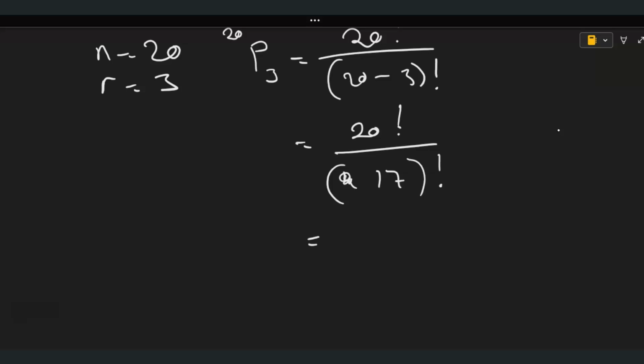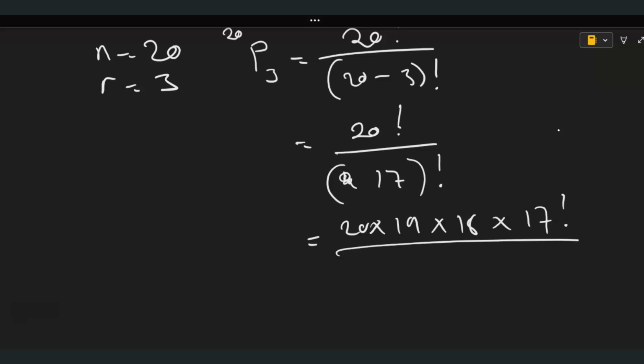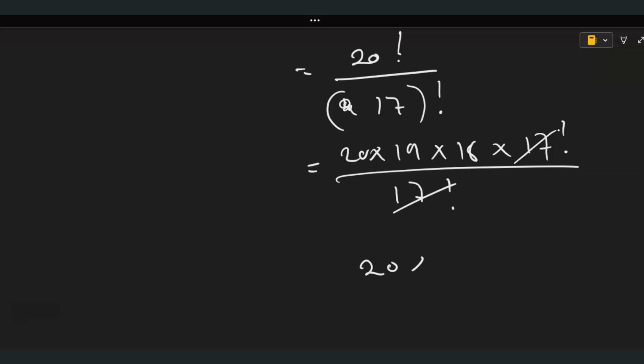So if I say 20 multiplied by 19 multiplied by 18 multiplied by 17 factorial, and I divide it by 17 factorial, you notice that there is a 17 factorial on top and a 17 factorial at the bottom, and they cancel. Meaning I will remain with 20 multiplied by 19 multiplied by 18. And what does that give us?